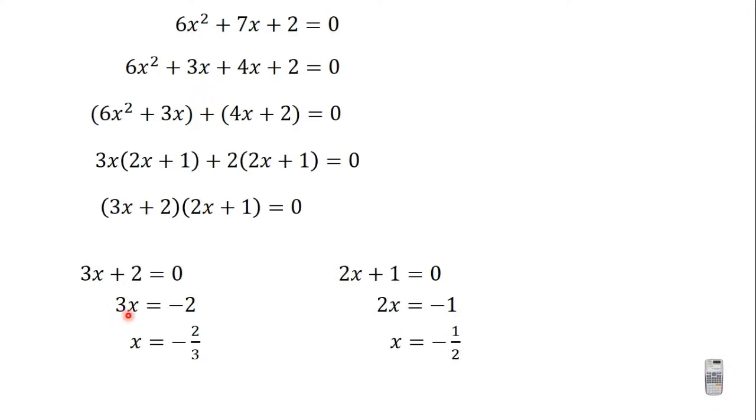We divide the left hand side here by 3, the right hand side here by 3, and x will give us minus 2 divided by 3. When you come here too, you divide the left hand side by 2, the right hand side by 2, and you have x is equal to minus 1 divided by 2. So we have x is equal to minus 2 divided by 3, and x is equal to minus 1 divided by 2.